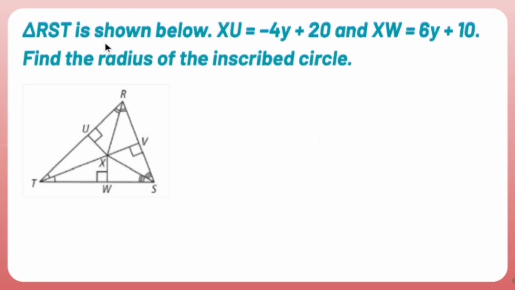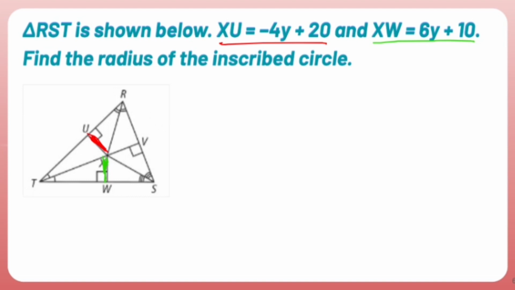Triangle RST is shown below. XU is negative 4y plus 20. XW is 6y plus 10. So XU is this one right there, and XW is 6y plus 10. There you are. Find the radius of the inscribed circle.